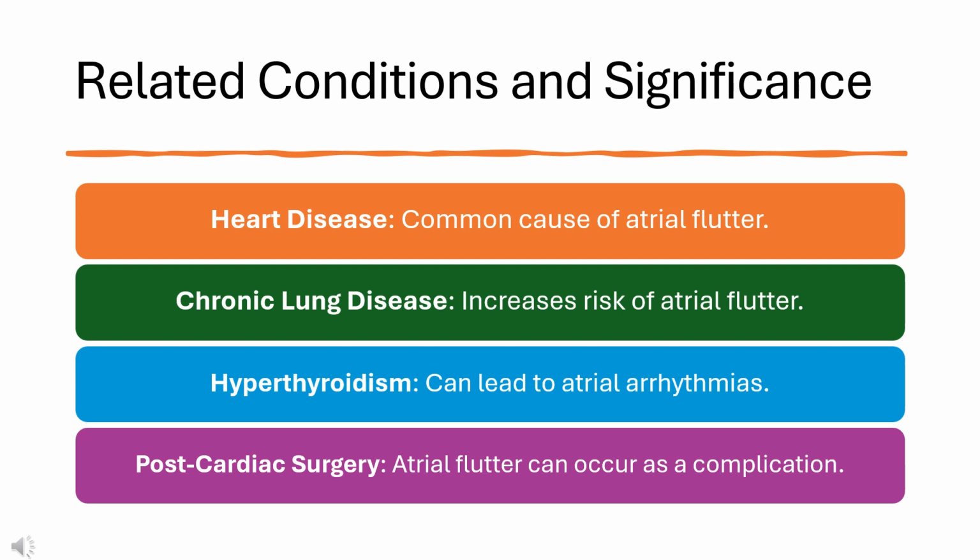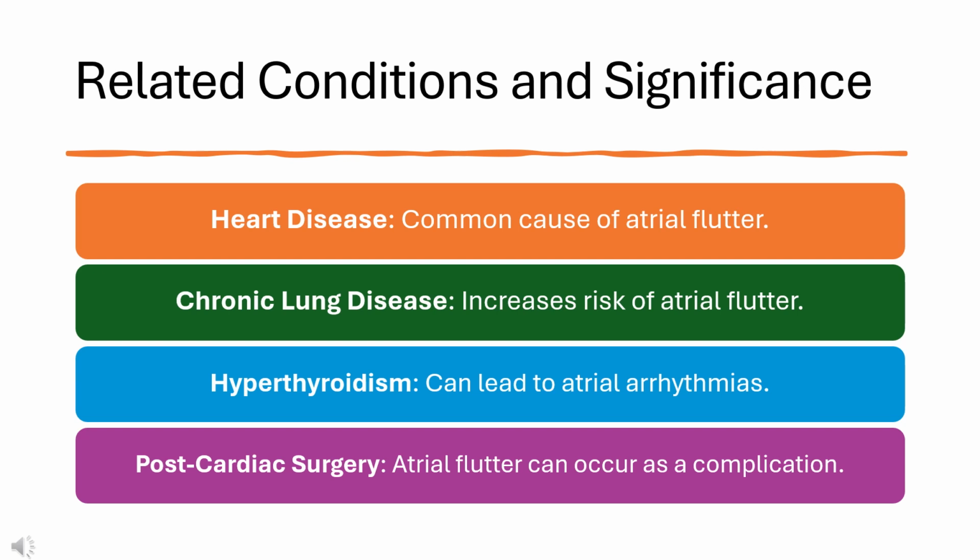Elevated pulmonary pressures with pulmonary hypertension increase the workload on the right atrium, causing dilation and stretching of the atrial walls, which can initiate atrial flutter. Managing these chronic lung diseases effectively can reduce the incidence of atrial flutter. This includes optimizing respiratory function and controlling pulmonary pressures.